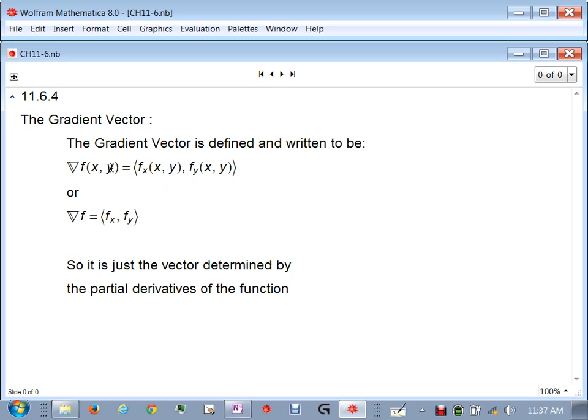Now, some more notation. The gradient vector, right? The gradient vector is defined to be that vector right here. It's the vector whose components are just the partial derivatives of the function. Anytime you take a function and you create a vector whose components are the partials, then we call it the gradient vector. All right? This is the notation, del f, or just del f of x y, or del f, and then you just put partial with respect to x, partial with respect to y in there like that. These all mean the same thing.